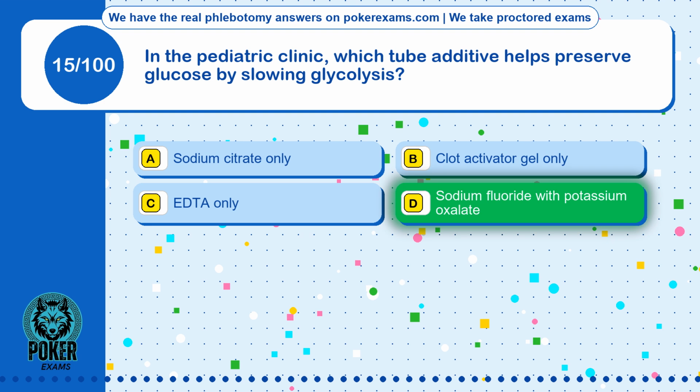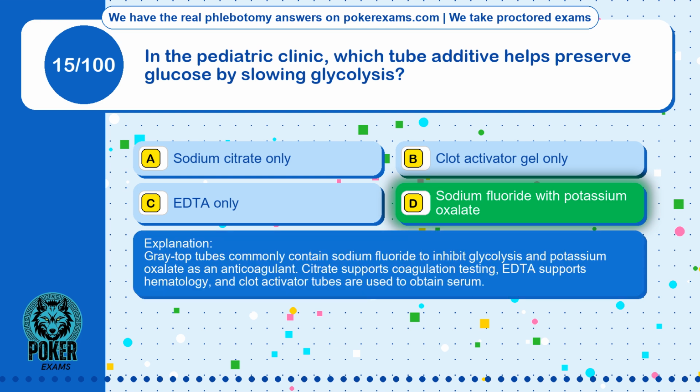The correct answer is option D, sodium fluoride with potassium oxalate. Gray top tubes commonly contain sodium fluoride to inhibit glycolysis and potassium oxalate as an anticoagulant. Citrate supports coagulation testing, EDTA supports hematology, and clot activator tubes are used to obtain serum.